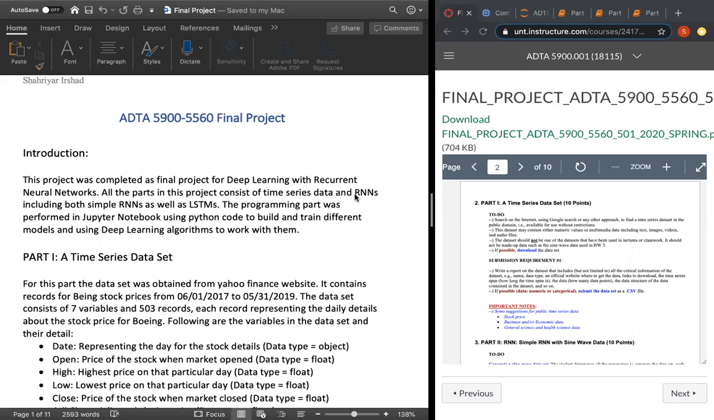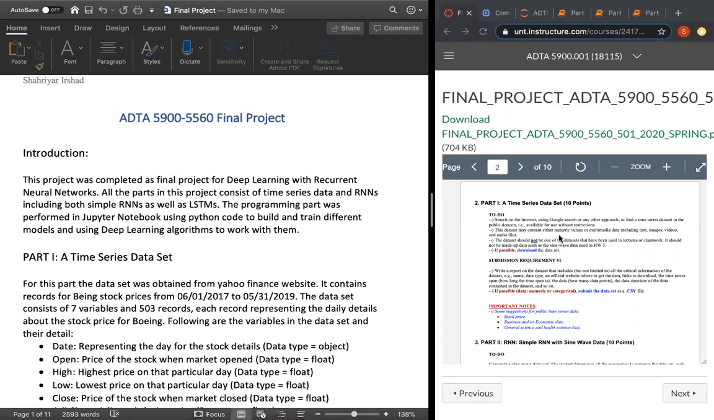595560. The project I'm going to present is mainly related to recurrent neural networks and time series data. And the neural networks include both the simple recurrent neural networks and its other variation, the LSTMs. So I'm gonna start with part one here.